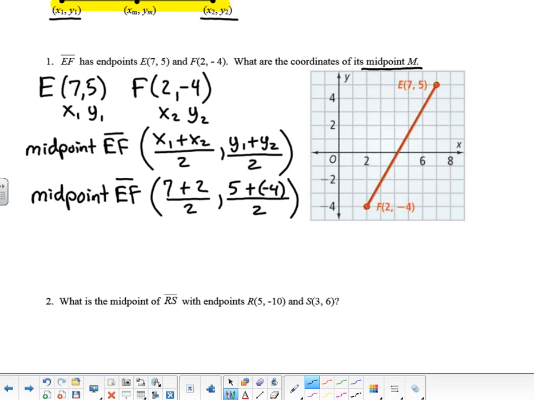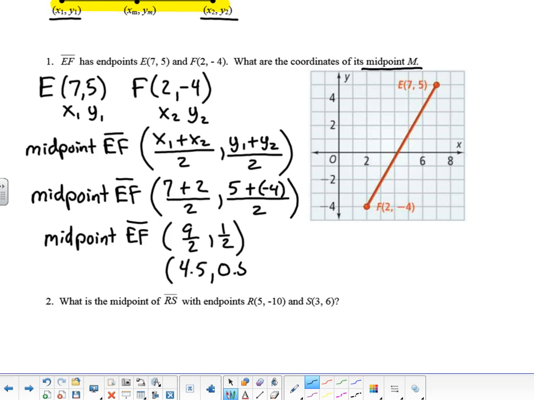Okay, so now we're going to simplify this. So the midpoint of EF is going to be 7 plus 2, which would be 9 halves, and 5 plus negative 4 would be 1 half. Okay, and so we've found the midpoint there. Now you might write that as 9 halves is 4.5, and 1 half would be 0.5. That's an equivalent way that we could write it.